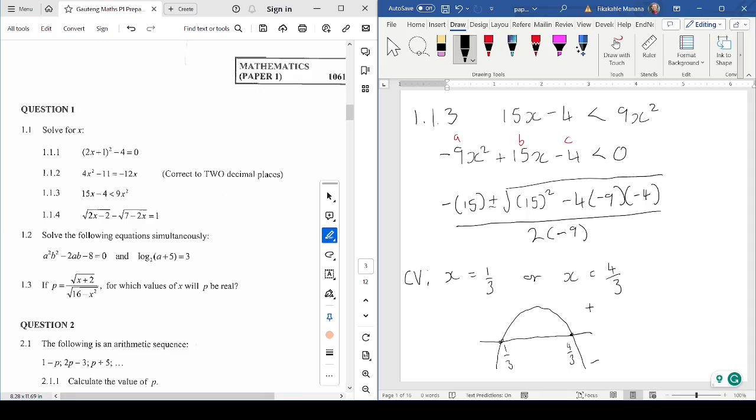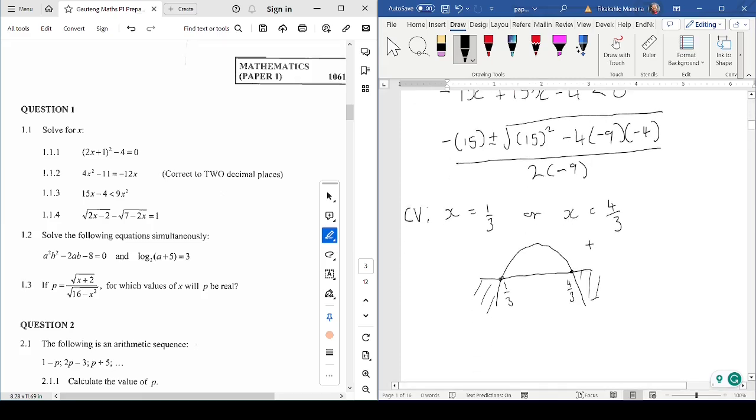Now, according to this inequality, I'm looking for where the graph is less than 0. Less than 0, which means the negative side. I can see that on the positive side, I have this bulging part, but on the negative side, I have the graph from negative infinity to 1 over 3 and from 4 over 3 to positive infinity.